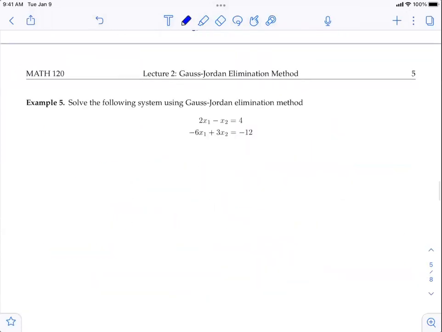Right, for the next example, we have the following system: 2x1 minus x2 equal to 4, and the second equation is negative 6x1 plus 3x2 equal to negative 12. Now, you may notice that between these two equations, if you divide both sides of the second equation by -3, you get 2x1 minus x2 equal to 4.